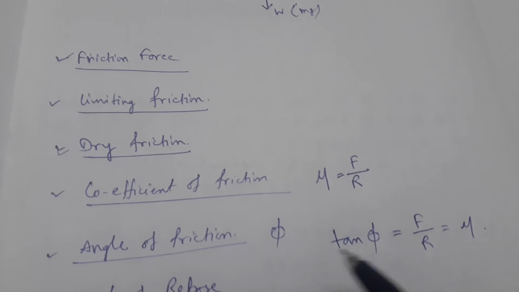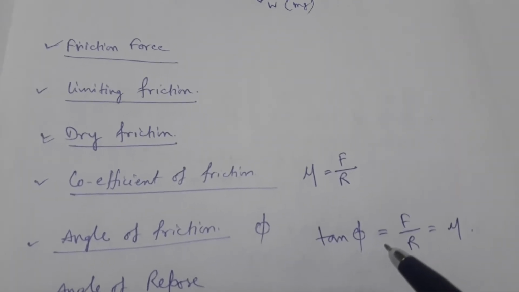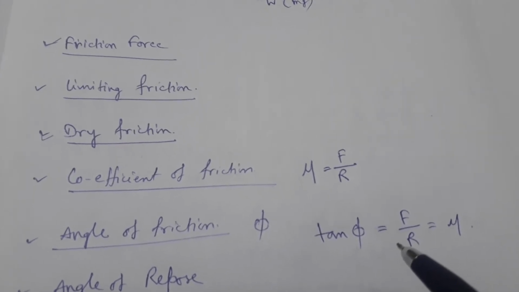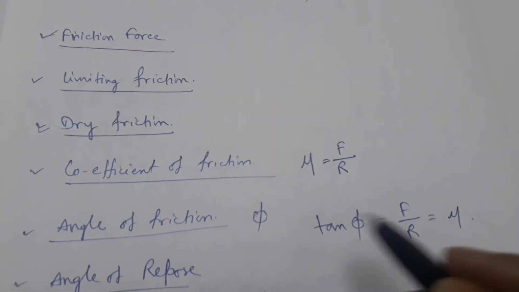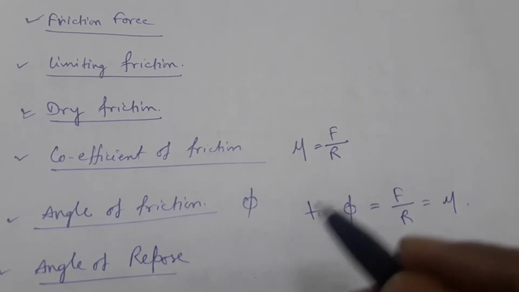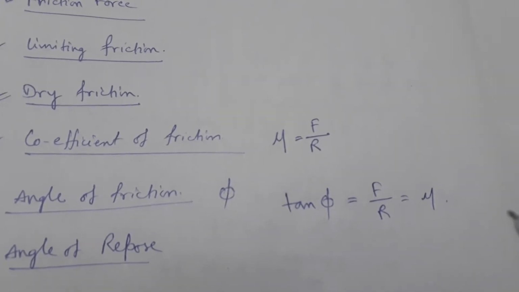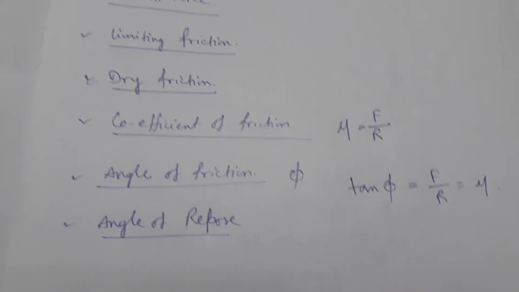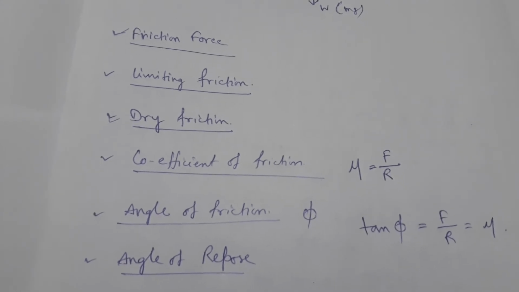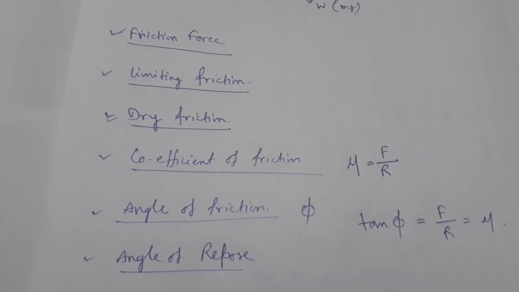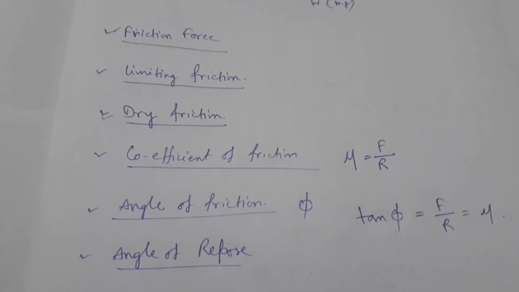So what is the angle of friction? The angle of friction is the angle which the resultant of the normal reaction and limiting force of friction makes with the normal reaction. That is the concept, and the relation is tan phi equals F by R, which is equal to mu. And the angle of repose is the angle of an inclined plane at which a block resting on it is about to slide down the inclined plane. It is called the angle of repose.